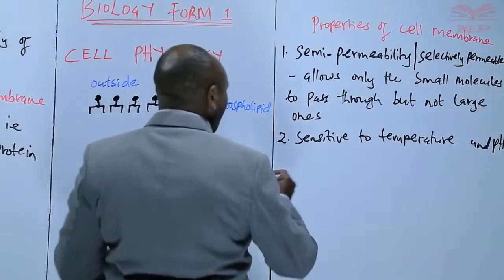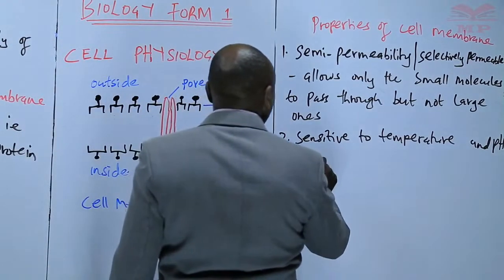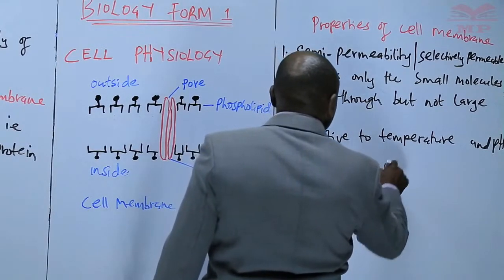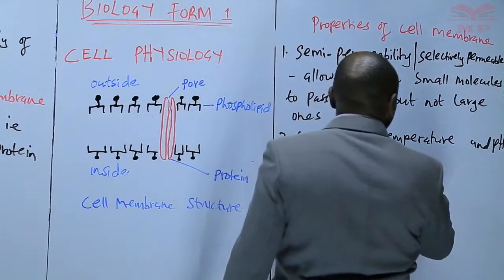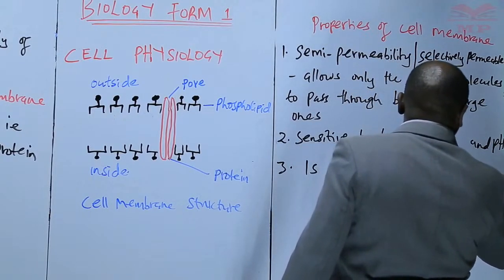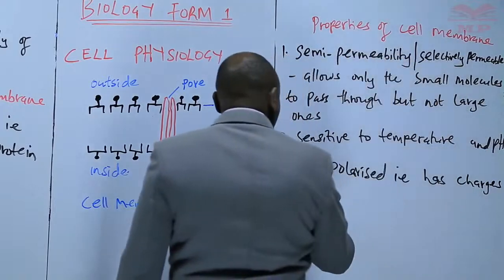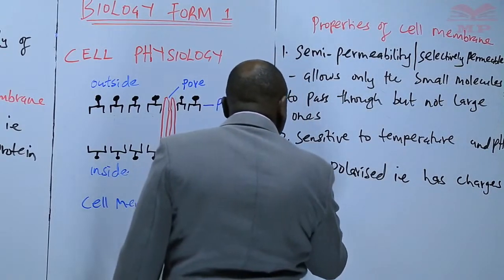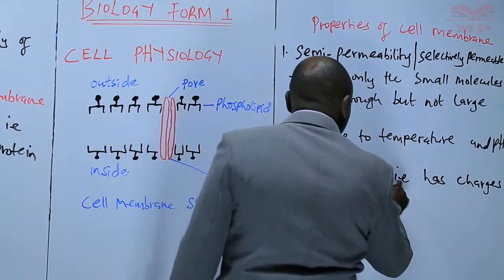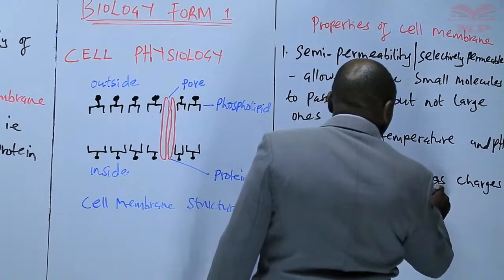And lastly, number 3, the cell membrane is polarized. Polarized means that it has charges. It has charges that are positive and negative.